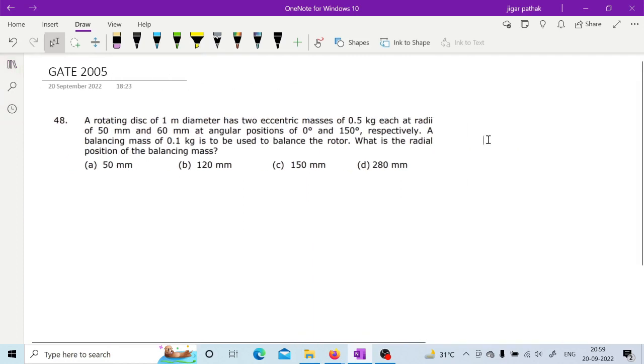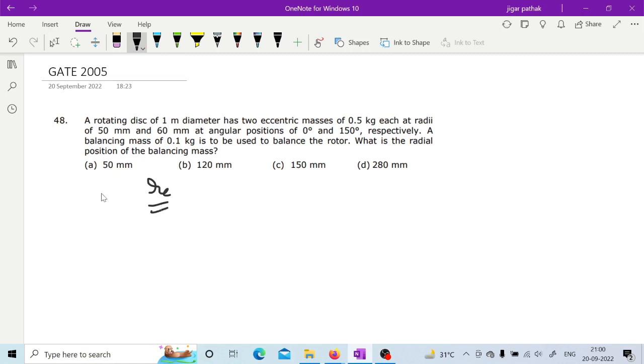So here if you see the question, a rotating disc of 1 meter diameter has two eccentric masses of 0.5 kg each, at radius 50 mm and 60 mm, at angular positions of 0 degree and 150 degree respectively. A balancing mass of 0.1 kg is to be used to balance the rotor. Now what is the radial position of the balancing mass? So what they have asked is RC. In MCRC they have asked RC. MC is provided as 0.1 kg.